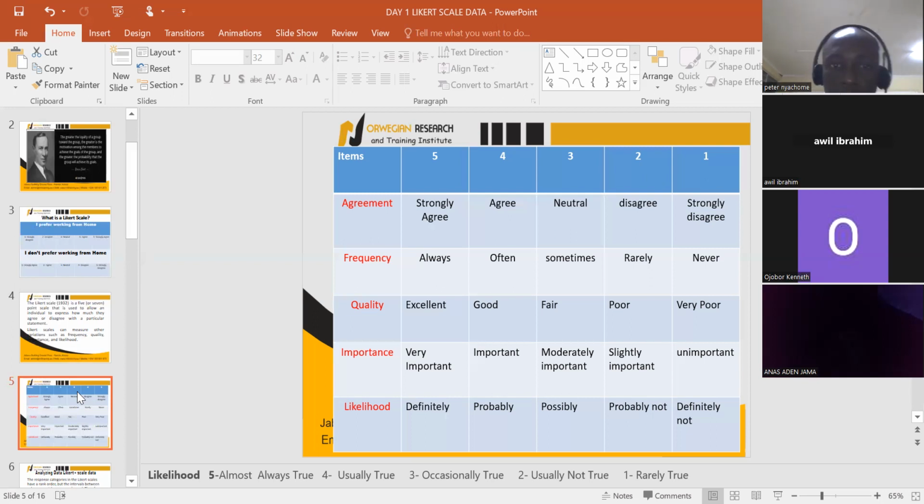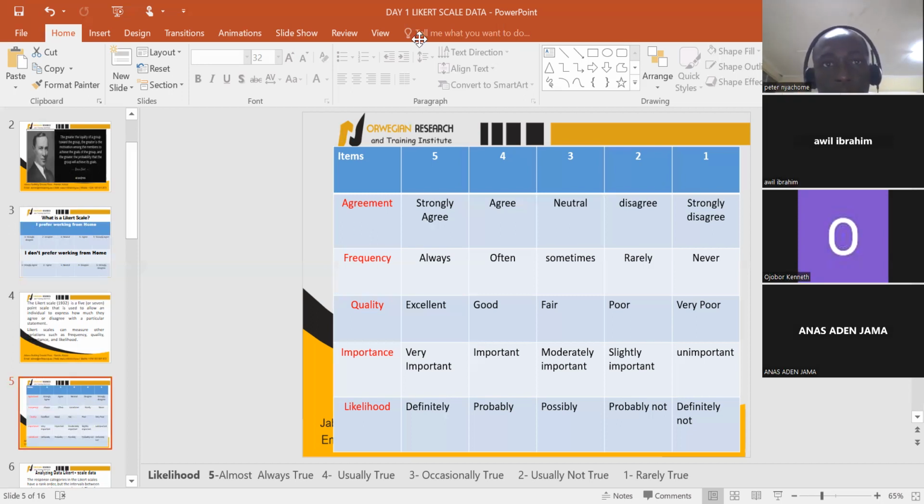These are exactly the levels of scales that we can use. Just beside the level of agreement, we have currently extended what we can put in a Likert scale format to refer to frequency, quality, importance, and likelihood. And in likelihood, we can even have almost always true, usually true, occasionally true, usually not true, or rarely true. Those are all the scales that you can use to measure the likelihood of something happening. Yes, the likelihood that if I go home, I'm going to find A, B, C, D. You can predict, because remember, we are using this particular scale to predict. We are predicting the service, the likelihood of occurrence, the importance, the quality, the frequency, and agreement.